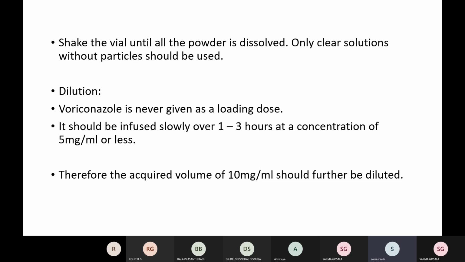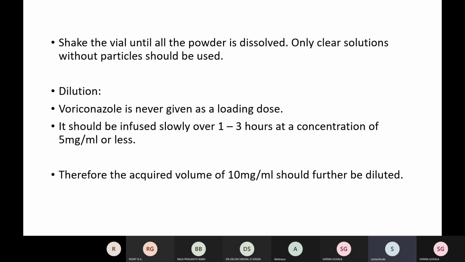Coming to dilution, up to this step we have seen reconstitution. Now coming to dilution, voriconazole is never given as a loading bolus dose. We can give the loading doses, but loading doesn't mean bolus. We should never push voriconazole directly into the IV as a bolus. It should be infused slowly over 1 to 3 hours, or at least 1 to 2 hours, at a concentration of 5 mg per ml or less.